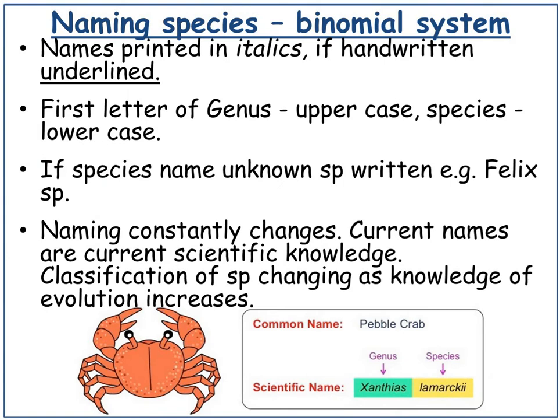Names should be printed in italics, but if they're handwritten, underlined. The first letter of the genus should be in uppercase, and the species should be in lowercase. If the species name is unknown, just write sp., e.g. Felis sp. The naming constantly changes because the current names are based on our current scientific knowledge, but as knowledge increases, the classification of species can change.